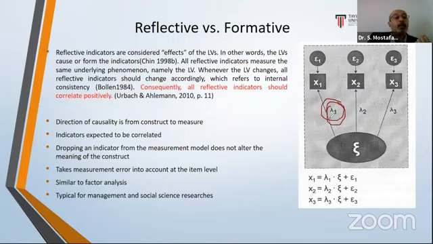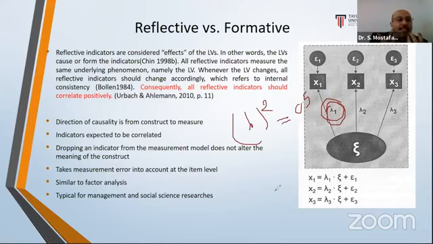And actually lambda to the power of 2 presents the explained variance of the construct on the item, on the indicator. So how many percent of the variance of the construct is explained by this indicator? So we say lambda should be higher than 0.7. So lambda to the power of 2 should be higher than 0.5, that is 50%.